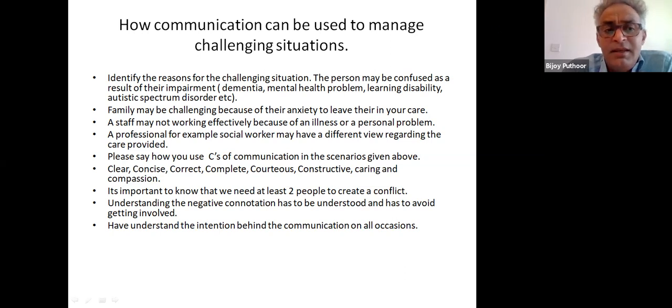A staff member may not work effectively because of illness. So sometimes people may say that he or she is not working very well today, and is a burden to this team because they are not pulling their weight. It may be because they're not very well that day, or they may have a personal problem, etc. So we have to communicate effectively to understand the reasons why the person is not able to perform, and then support them and make them part of your team, where you will get more productivity from them rather than being just harsh to them.